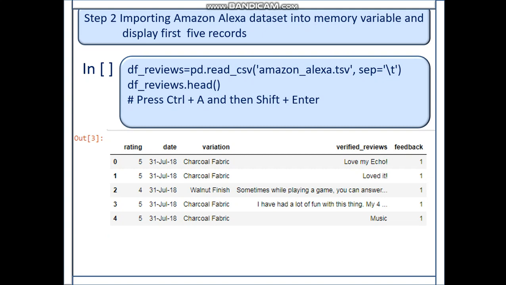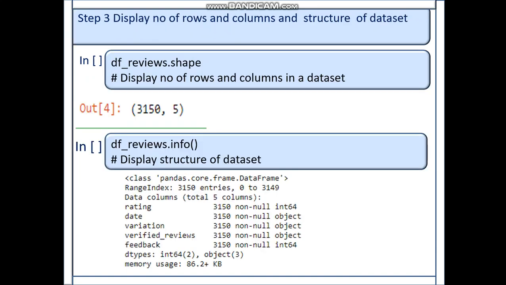There are 5 fields: rating, date, variation, verified reviews and feedback, and the top 5 records are in front of you. But Python understands record number 1 as 0, record number 2 as 1, record number 3 as 2, 4 as 3 and 5 as 4. So Python starts sequencing from 0. That we need to understand. Now let us move to the next step, step 3: display the number of rows and columns and the structure of the dataset.